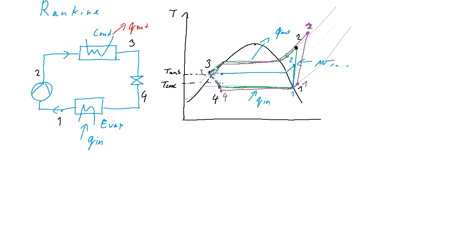condensation, and throttling to the point. So condensation to the point 3, throttling to the point 4, and then evaporation back to the point 1.